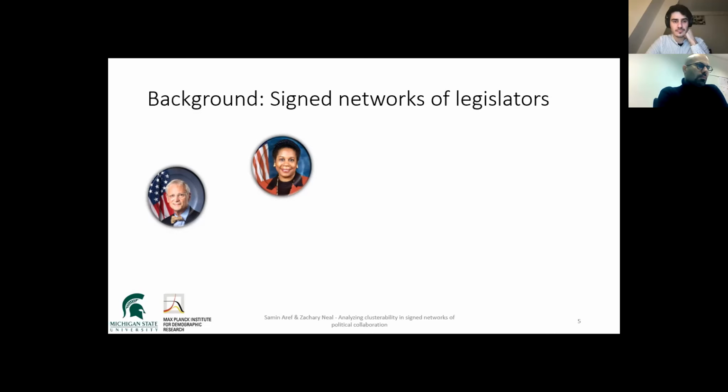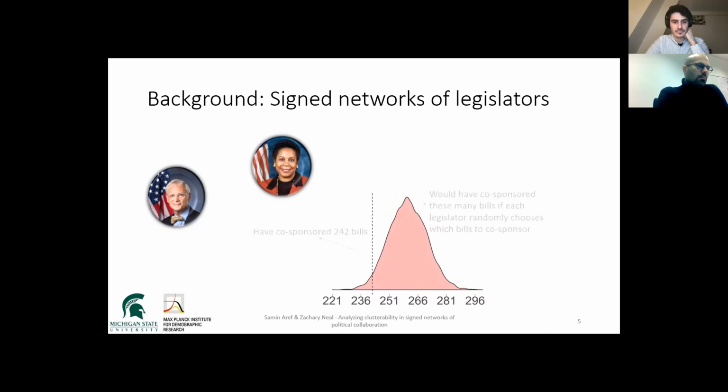for inferring signs of the edges, we look at the data from bill co-sponsorship. So these two individuals have co-sponsored 242 bills together in the recent session of the US House of Representatives. And here you see the distribution of the number of bills that they would have co-sponsored together if each legislator randomly chooses which bills to co-sponsor. So essentially, this is a null model to evaluate the number of bills that these legislators have co-sponsored. Based on this null model, the actual number of bills that these people have co-sponsored is clearly much less than what is expected by chance. And because of this, we consider a negative tie between these two legislators.